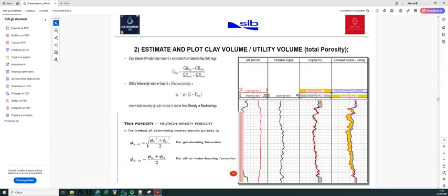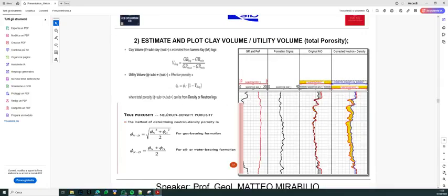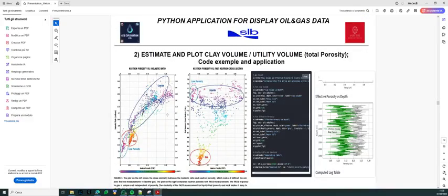For the true porosity we can use, for example, the neutron log porosity. The method of determining neutron density porosity is this for gas-bearing formations. We have the original neutron density, and then you correct it with a sigma value. Here we can show an example of code and how the neutron porosity log can be affected, and the neutron porosity section.